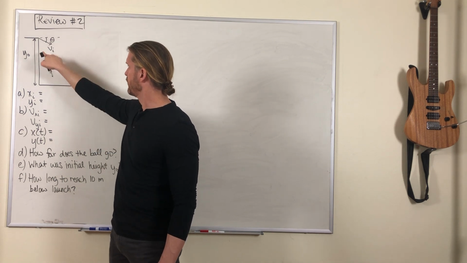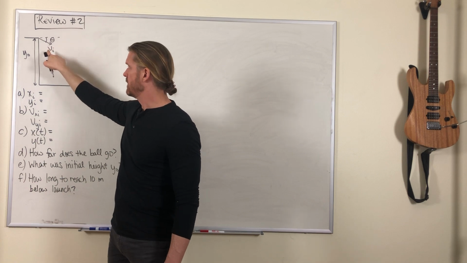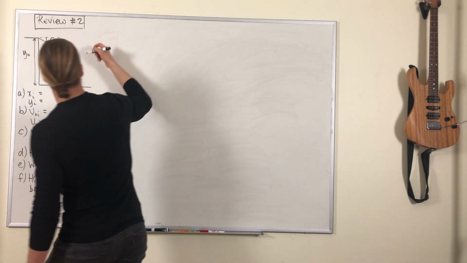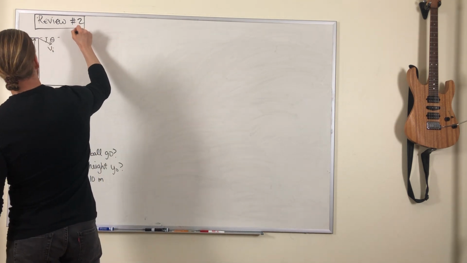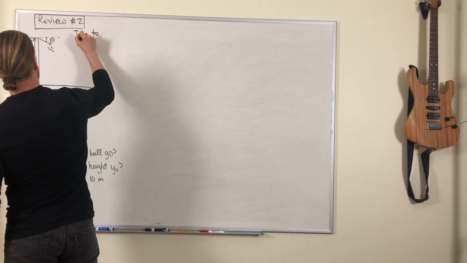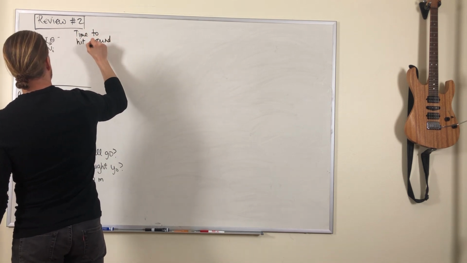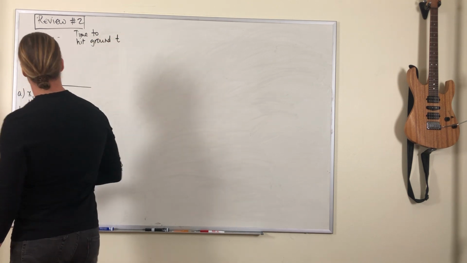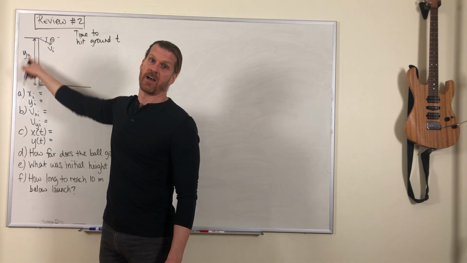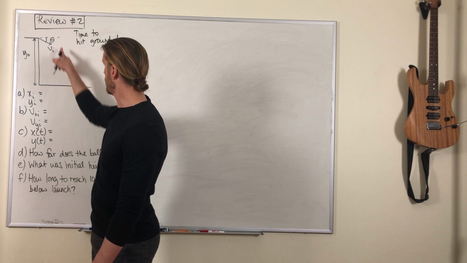Now the problem tells you the initial speed, and it also tells you the time to hit the ground. It doesn't tell you what this initial height is. That's something we'll figure out over the course of the problem. And we're given the angle.